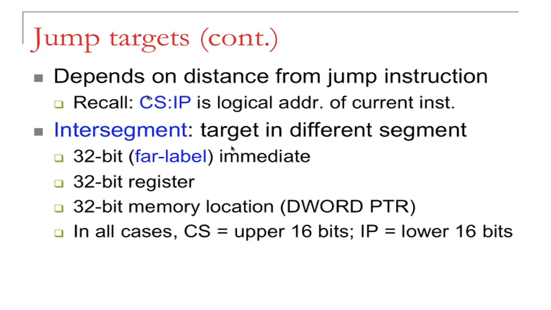For intersegment, that is to say the target is in a different segment. So it is beyond that 64 kilobyte range. That's the size of a segment. For intersegment, we have far label, or we can use a register, we can use a memory location. And in all cases, both CS and IP will change because that's how we get to another segment. CS will have a different value from the current jump instruction.